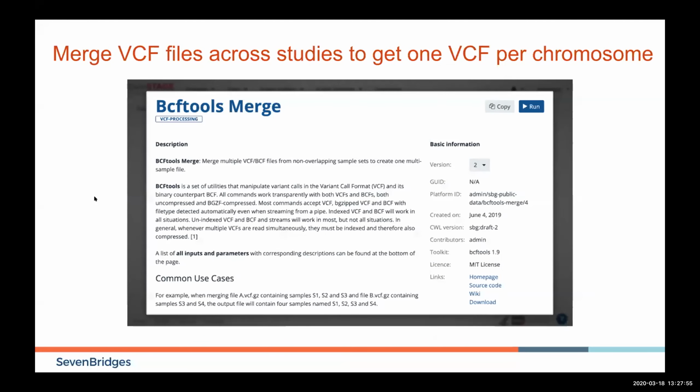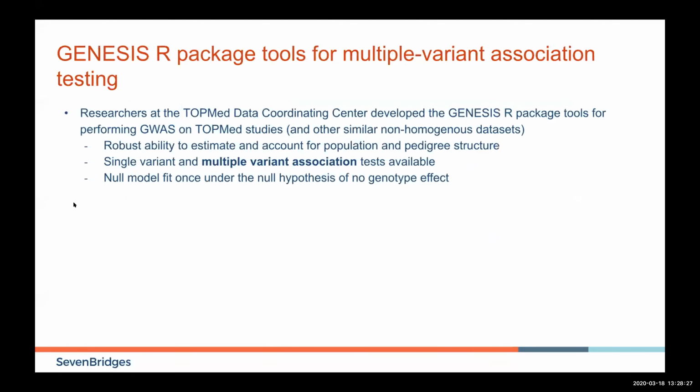All right, so now the researcher has multi-sample VCFs from 2 consent groups. For running the association test, though, they're going to need to merge the VCFs from the different consent groups together, keeping the chromosomes separate. So for this part of the process, Seven Bridges recommends the BCF Tools Merge tool. We host this on the platform in the public apps gallery. This just shows the tool description page here. So it's ready to run and available for all users on the platform.